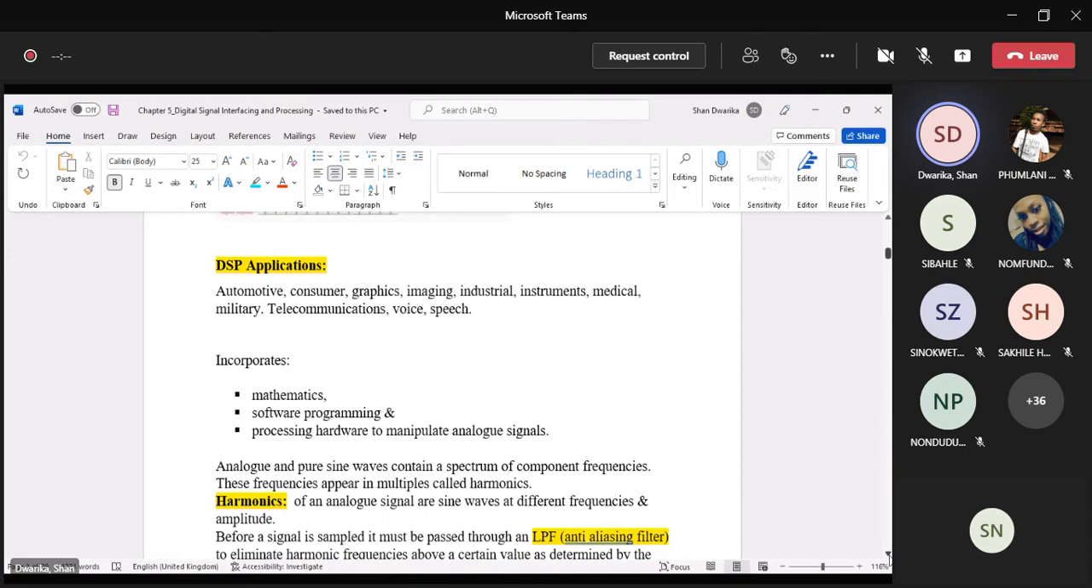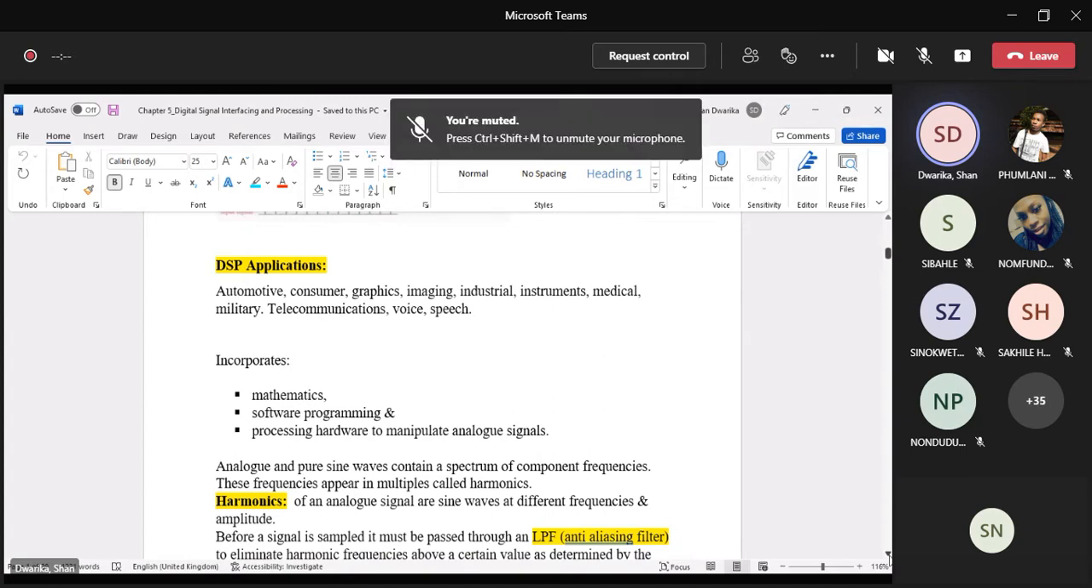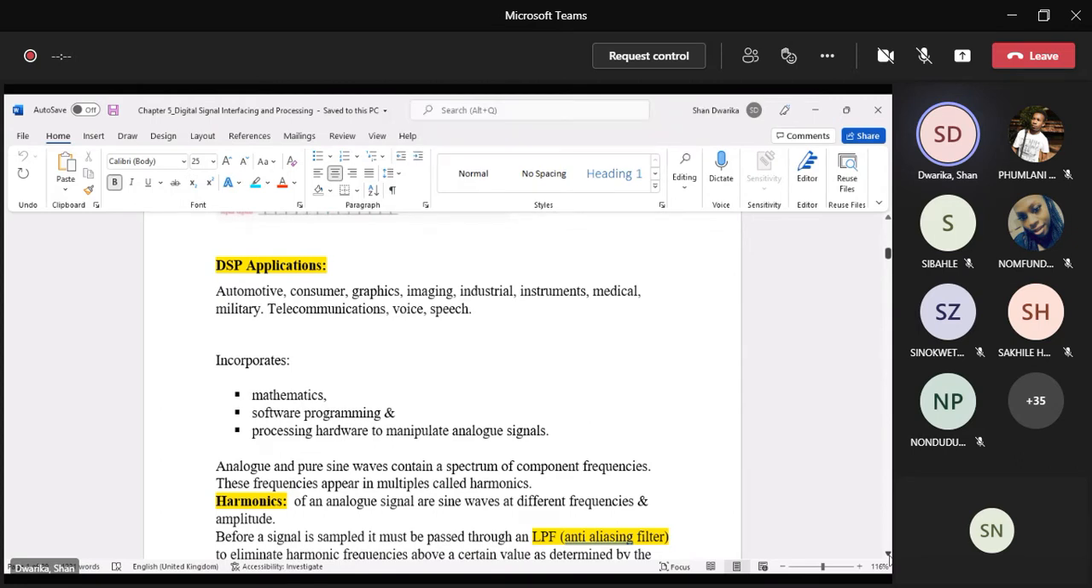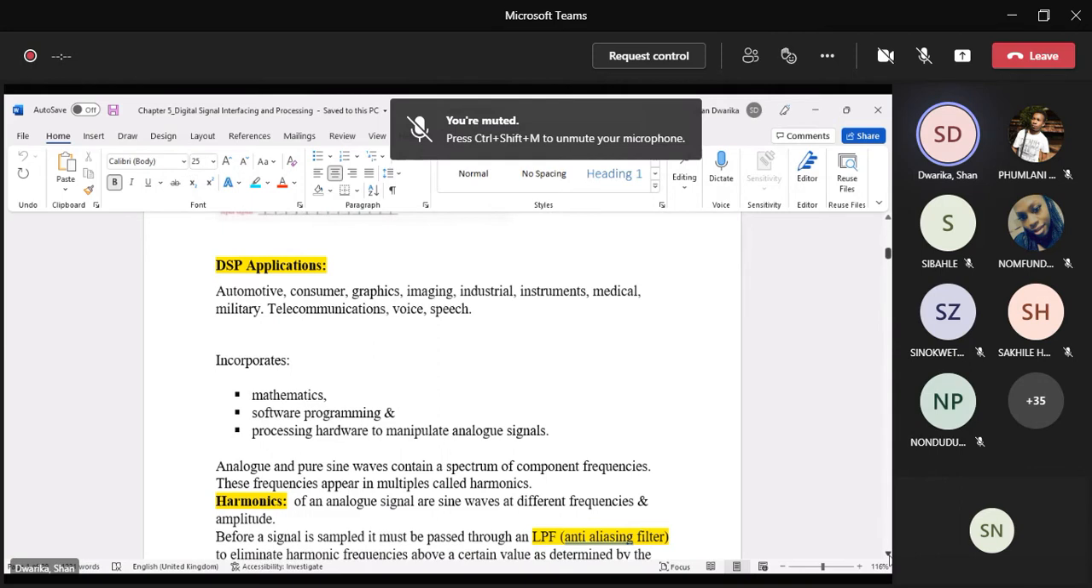Like the medical industry, you know that you have your scanning processes to look at tissue cells of organs in a human body, etc. Instrumentation requires DSPs to be used in robots, etc. In the military, you can have your navigational system using various types of DSP for various applications.